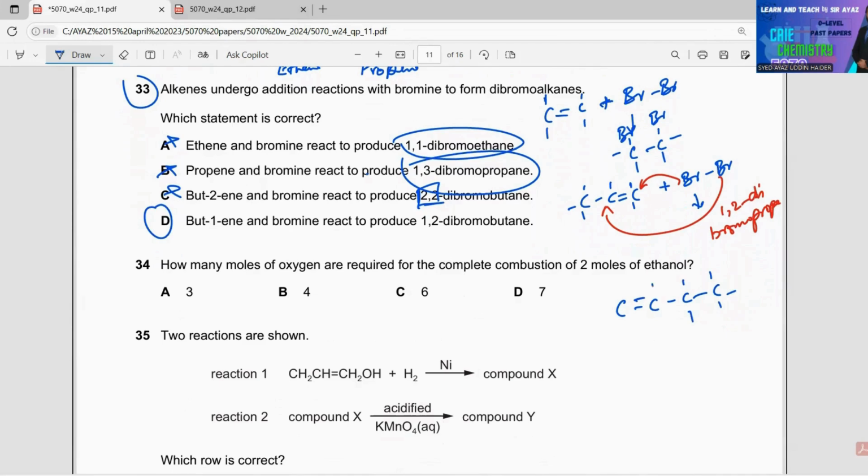And when it's reacted with bromine molecule, Br2, the product will be 1,2-dibromobutane. So this is correct.